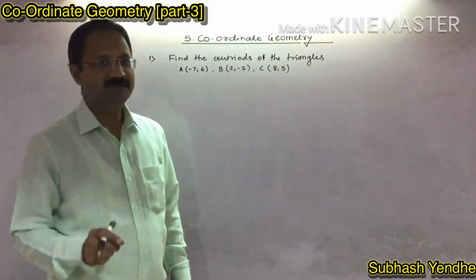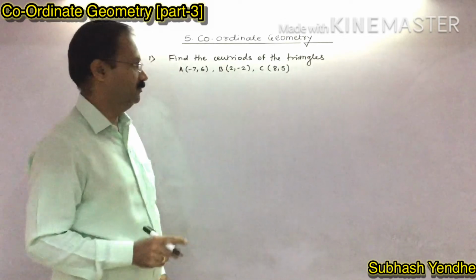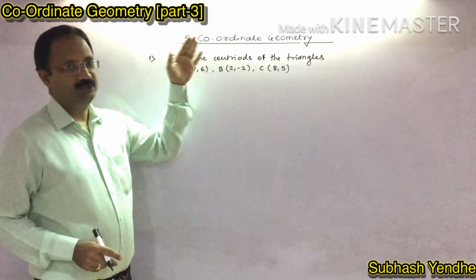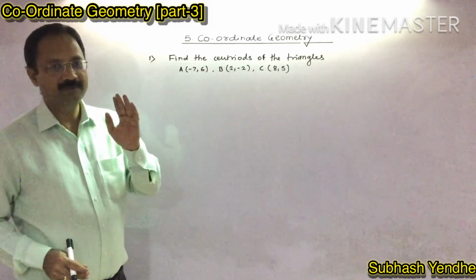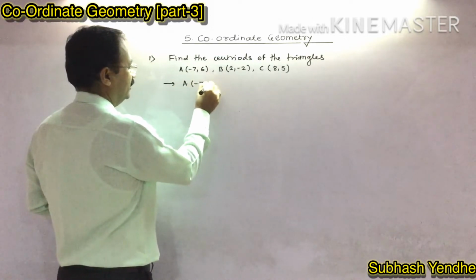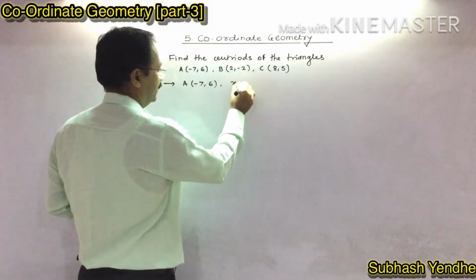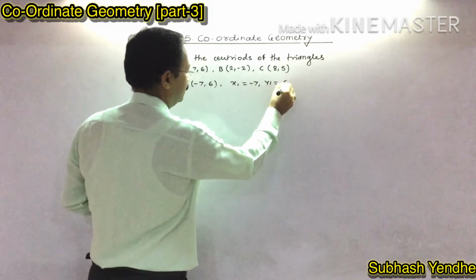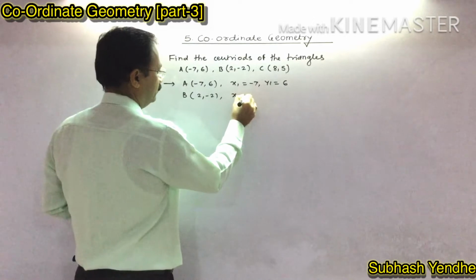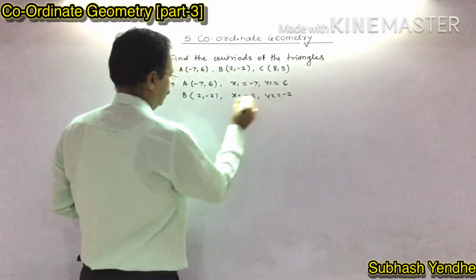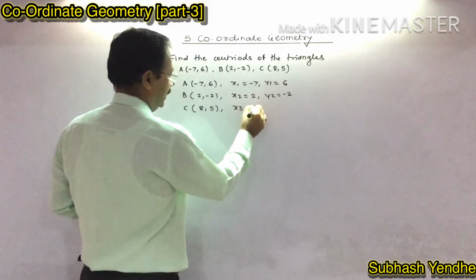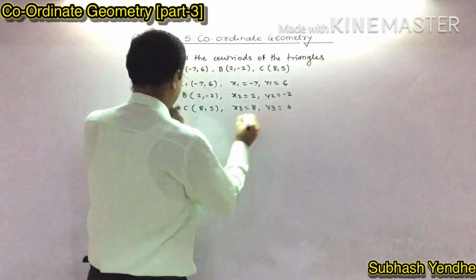Let's see the sums which depend upon the centroid formula. Here the coordinates of the vertices of a triangle are given and you have to find the coordinates of the centroid. So here I am going to write it. A's coordinates are given as -7 and 6. So x1 equals -7, y1 equals 6. B's coordinates are 2 and -2, so x2 equals 2 and y2 equals -2. C's coordinates are 8 and 5, so x3 equals 8 and y3 equals 5.